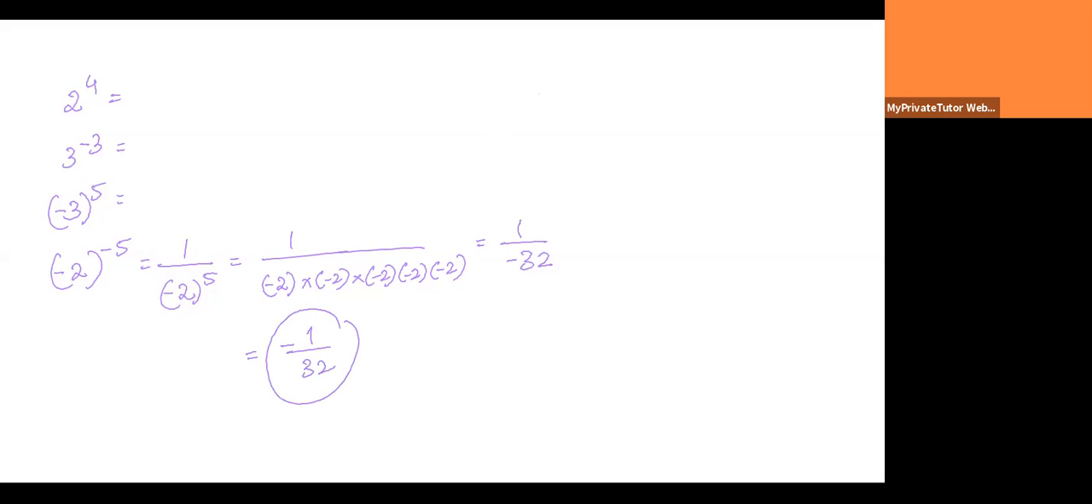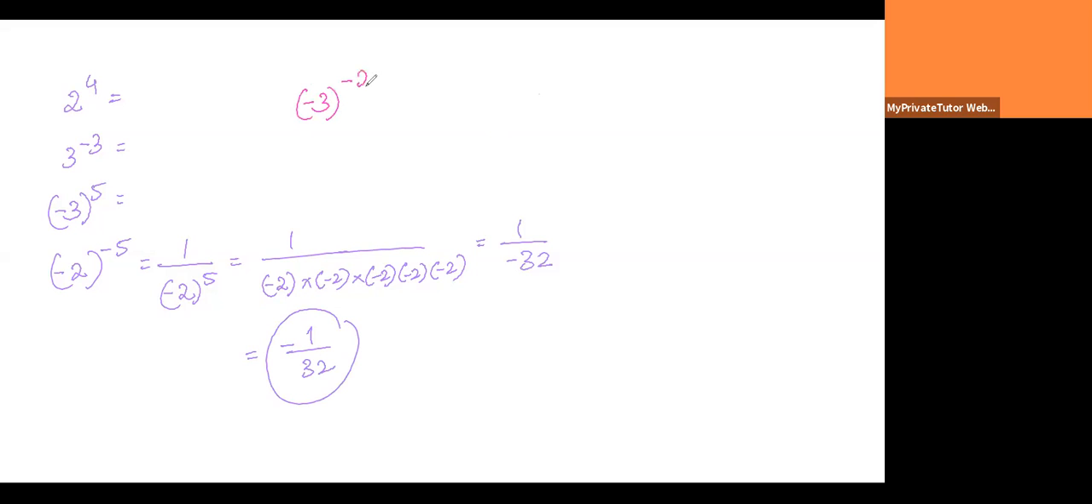So that's it for the basics of exponents. I hope everyone understands the basics. So now we are going to learn the rules of exponents. Okay. So before that, let's try one more.